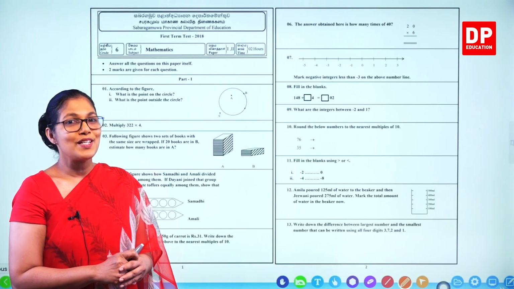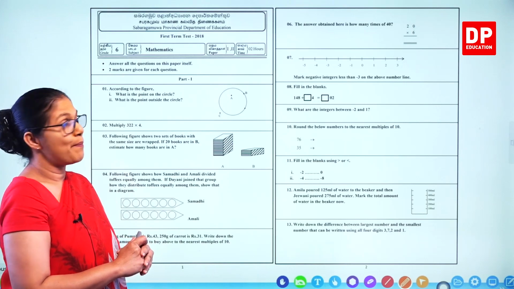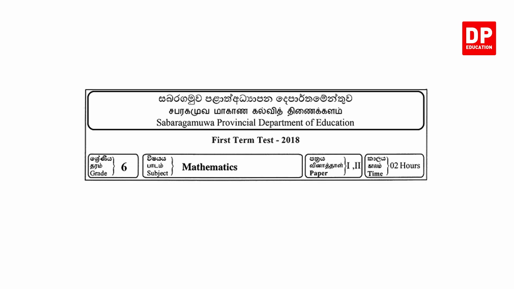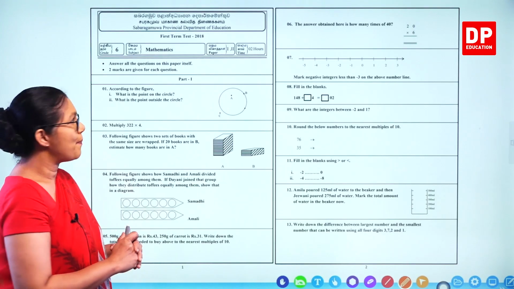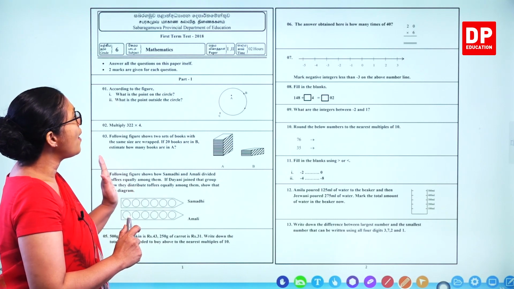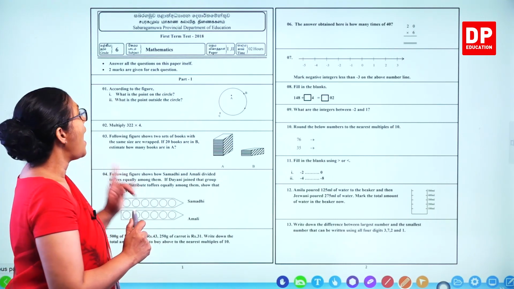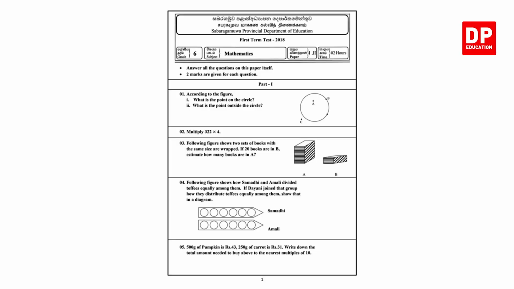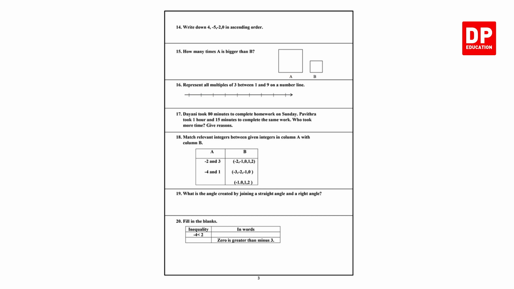Hello grade 6 students. Today I am going to do the first term test revision paper, the 2018 Sabaragamuwa Province Department of Education paper, and you get 2 hours for this paper. There are 2 parts, part 1 and part 2. There are 20 short questions in part 1 and each question is worth 2 marks. On the first page you get questions 1 to 5, 6 to 13, then 14 to 20.